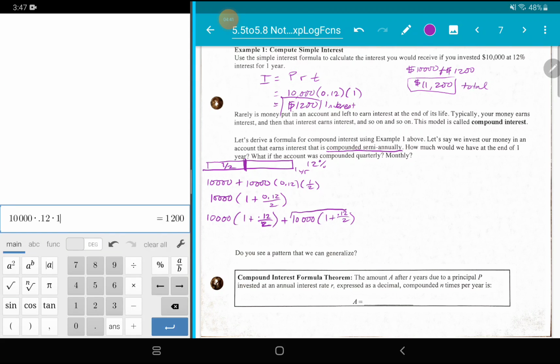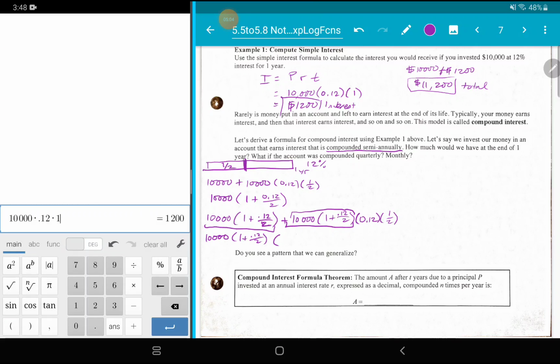This is kind of like our new principal amount, and multiply this by a new 12%. We're going to earn 12% of that for another half a year, like that. And then doing a little bit of math again, what we're going to see is that we can factor out these amounts. They're the same, which is 10,000 times 1 plus 0.12 over 2.